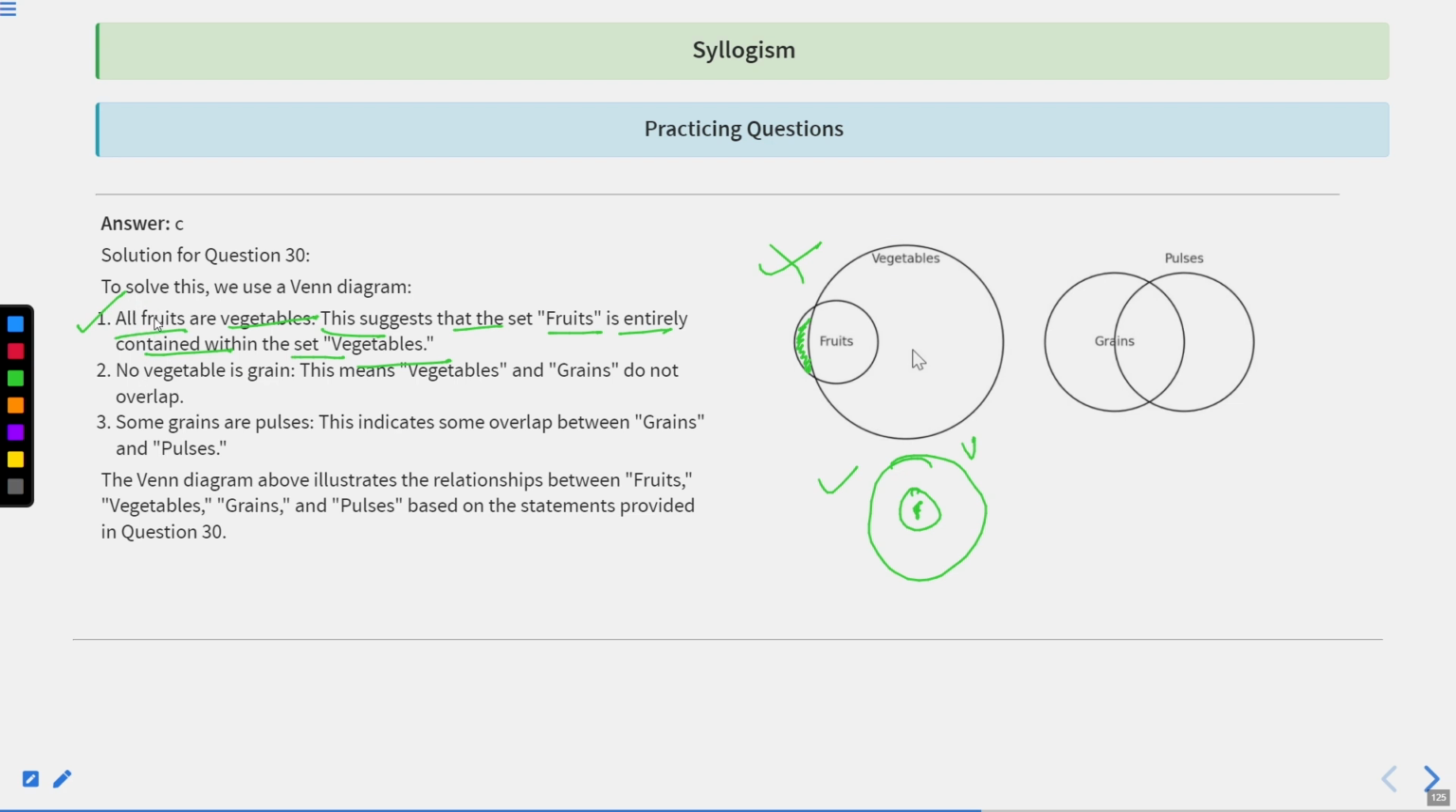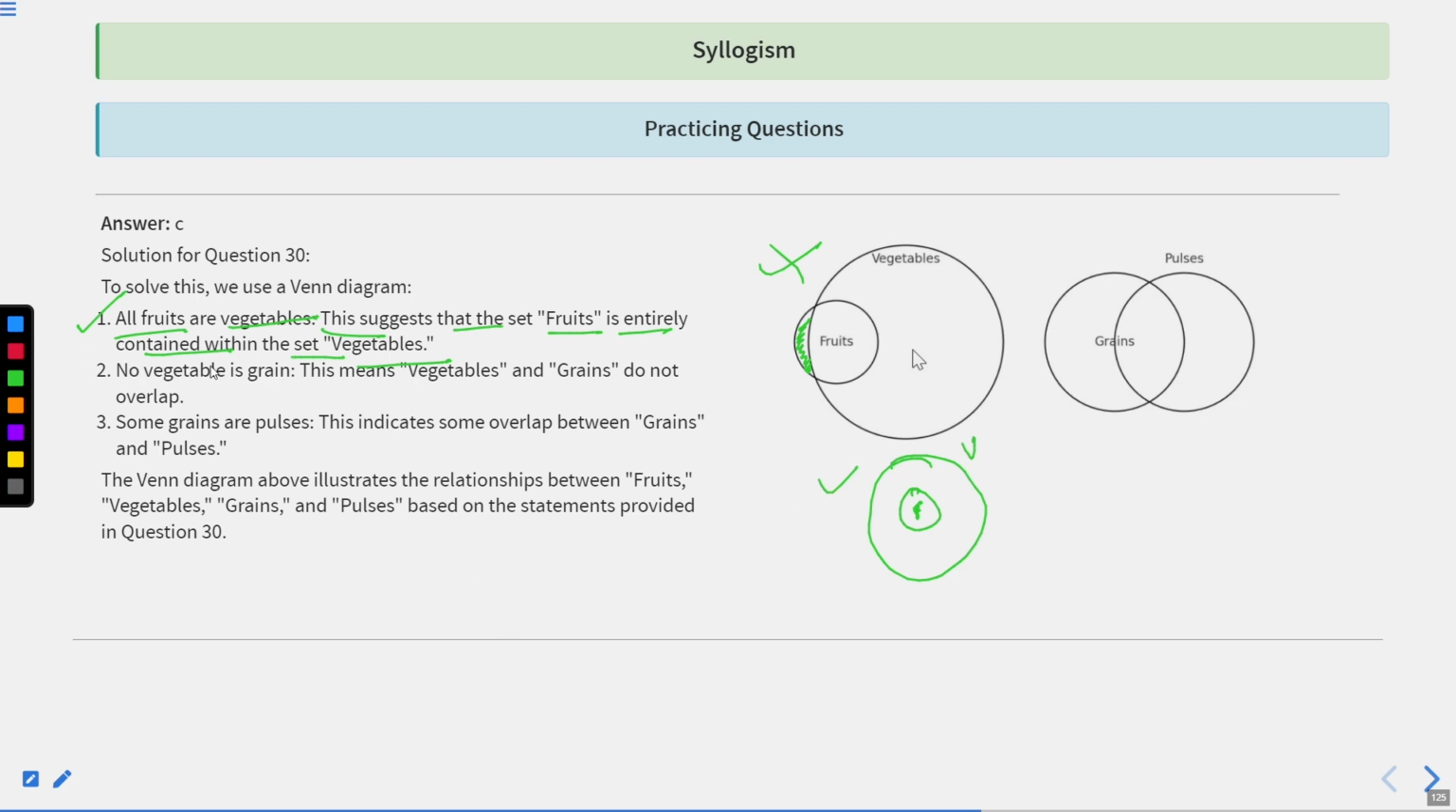If it had been written here that some fruits are vegetables, then obviously this pictorial representation, the Venn diagram for statement number 1, would have been correct. But according to this particular statement, this is not at all correct, because it is saying all fruits are vegetables. The fruits should be entirely contained within the set vegetables. The correct representation of the diagram would have been this.